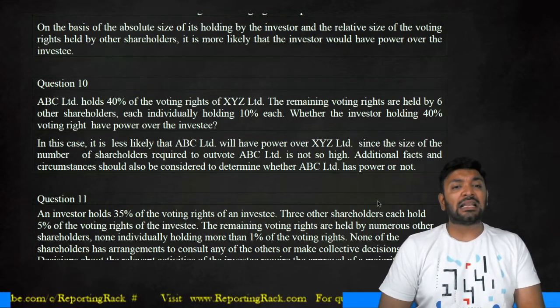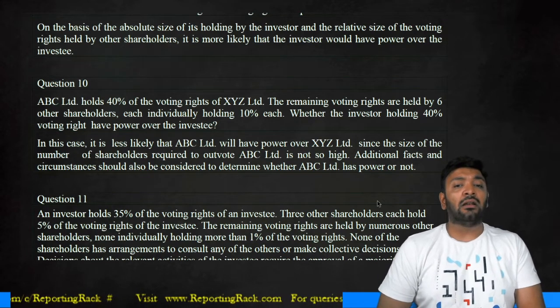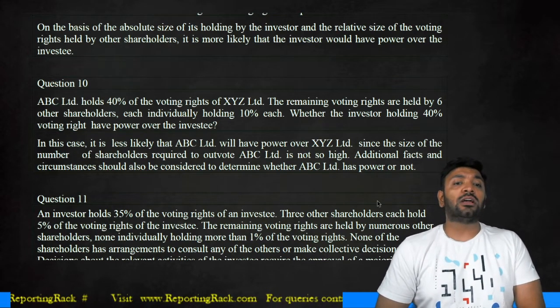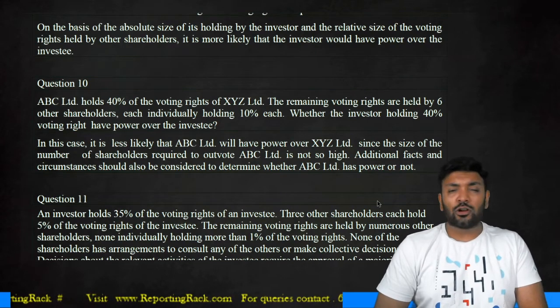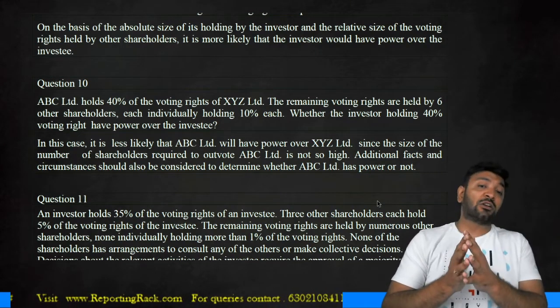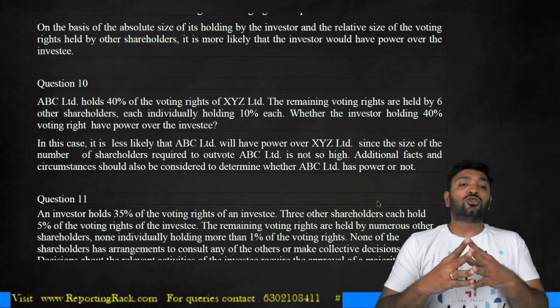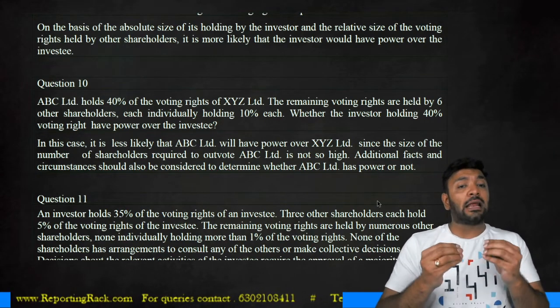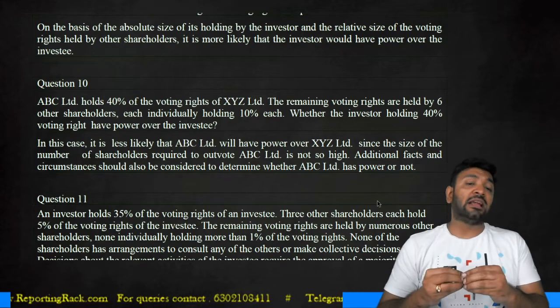Because it is very less likely for me to say that ABC has power unless and until the balance shareholders are also agreeing with him. So you cannot say just by the shareholding here, because 10% each person holding itself is also substantive. So it is not possible to determine whether ABC has power over the investee or not.